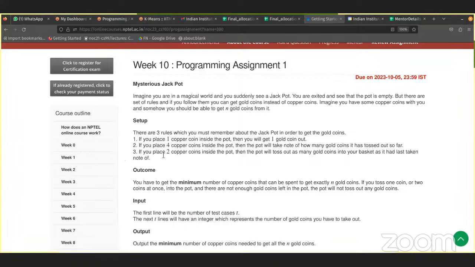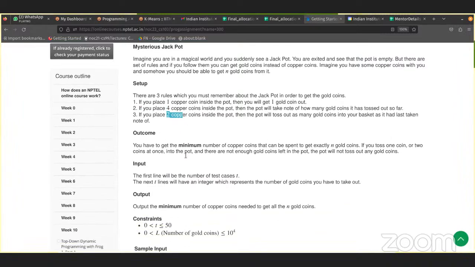And if we again place two copper coins inside the pot, then the pot will toss out as many gold coins as it noted. So in the second step, the number of coins was noted, and that is what it will pop out when I place two copper coins. So we have to get the minimum number of copper coins that can be spent to get exactly n gold coins. This is our target.